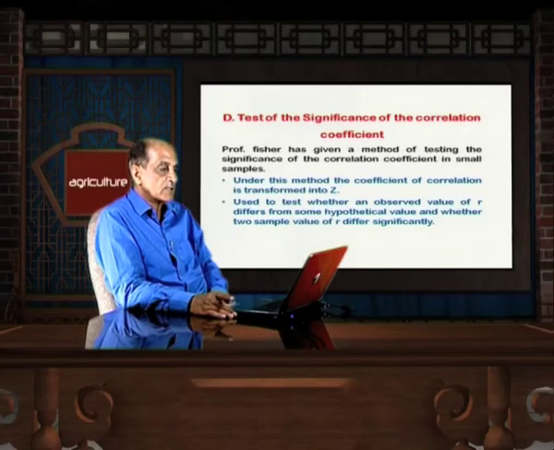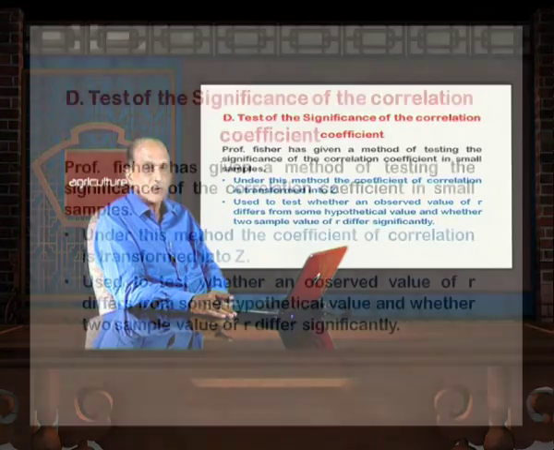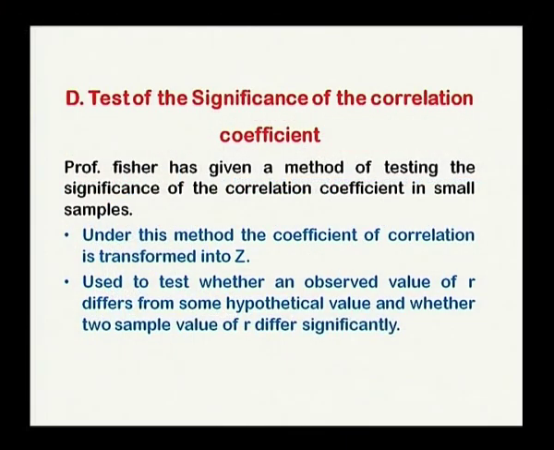Now, we discuss the test of the significance of the correlation coefficient. Professor Fisher has given a method of testing the significance of the correlation coefficient in small samples. Under this method, the coefficient of correlation is transformed into Z. Again, this is regarded as a parametric test, used to test whether an observed value of R, the correlation, differs from some hypothetical value, and whether two samples' values of R differ significantly.